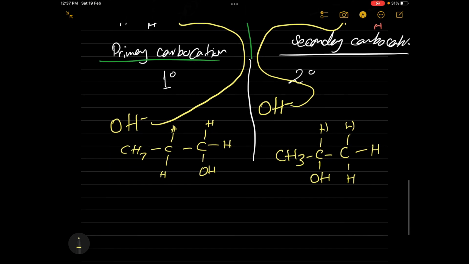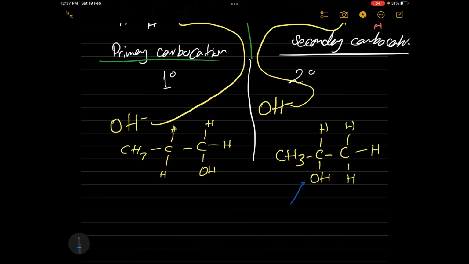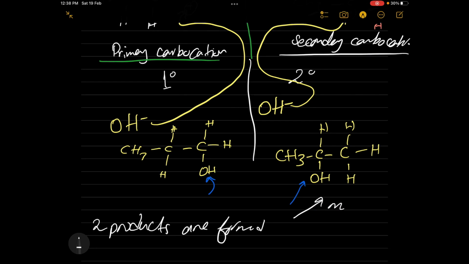Okay, so as we can see, we have two products. One is formed when the OH is bonded to the secondary carbocation, and one is when the OH is bonded to the primary. So according to what you have, you will get two products. But put in your mind, we have major and minor. This will be major because it comes from the secondary carbocation, and this is minor because it comes from the primary carbocation.